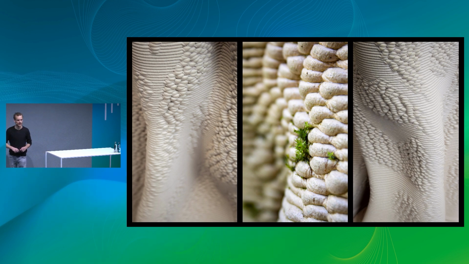And this texture, again, creates another level of diversity and variety, but on a very specific scale, so the scale of the nozzle size and of the layer width and height. And this creates conditions that are suitable for mosses and for algae to hatch on the structures.